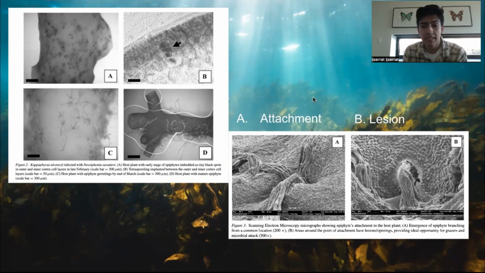In figure 3, image A, we have scanning electron microscopy micrographs displaying the attachments of the epiphytes on the host. In image B, we have the actual lesions that these epiphytes leave behind, caused by their attachments. These holes cause openings that let bacteria in and cause bacterial outbreaks, and that causes decreased marketability.